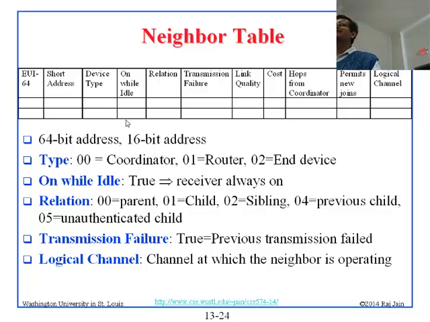Basically, these are different stages. You start out as unauthenticated, then authenticate yourself, and you become a child. And then you become an adult, and you become a router. Then you become a previous child. So anyway, you have a sibling. Alright, so basically you are trying to make the whole graph, which is the tree.